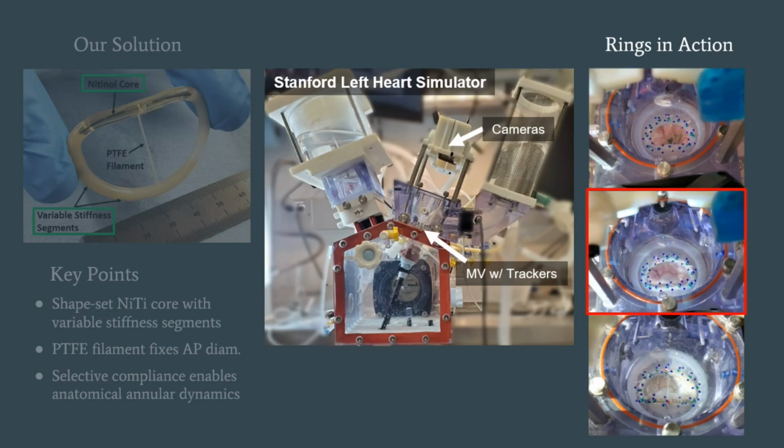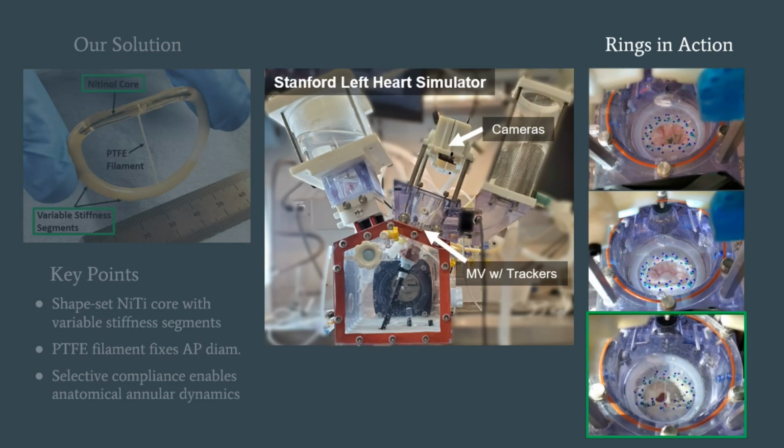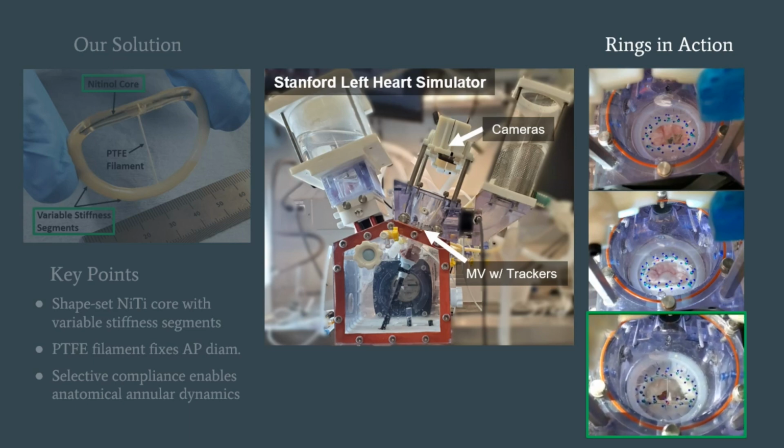In the middle video, a commercially available semi-rigid ring is used. Even from visual inspection, it is clear that the commercial ring is greatly limiting annular motions. The ring simply moves up and down during the cardiac cycle. At the bottom, we see our custom ring. Unlike the previous cases, the custom ring is both stiff enough to correct the dilated valve and compliant enough to enable formation of an annular saddle, as well as other key properties of a healthy mitral valve.